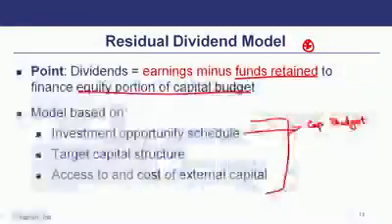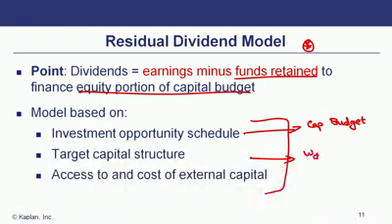We say these are the projects I want to take. So that's your investment opportunity schedule. That tells you how much money you need. That is the amount of capital that you need for next year, for example. The second element is the weight of debt and weight of equity, the capital structure issue. What is your target capital structure? How much of the capital budget are you going to finance using debt? How much are you going to finance with equity?